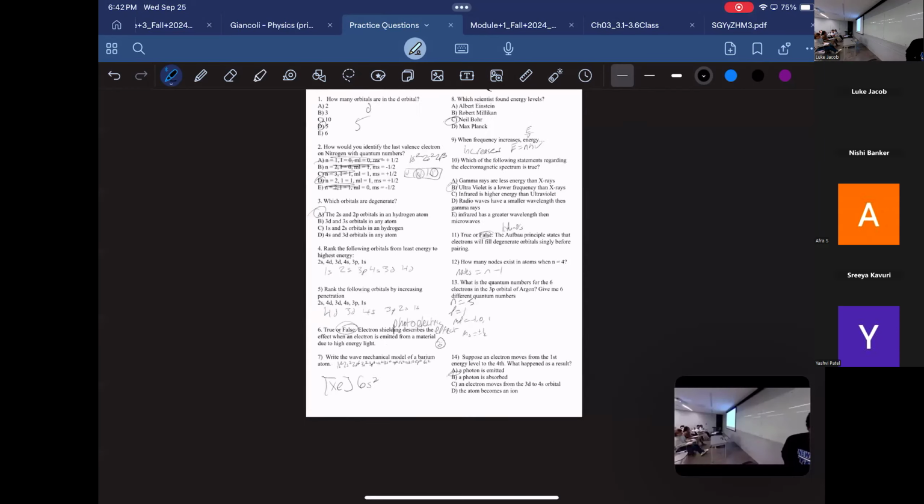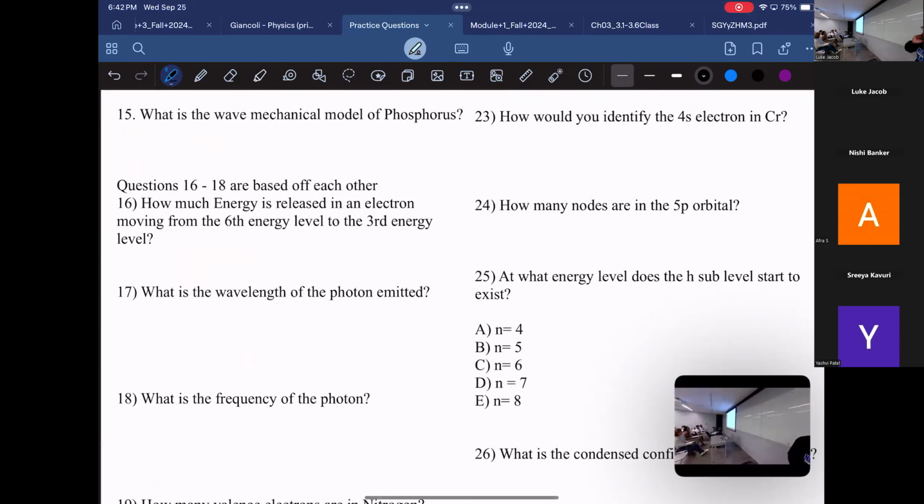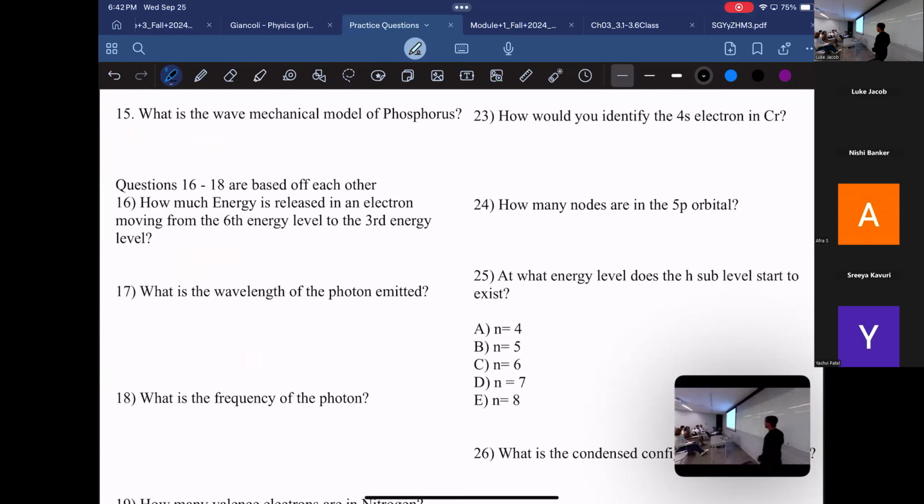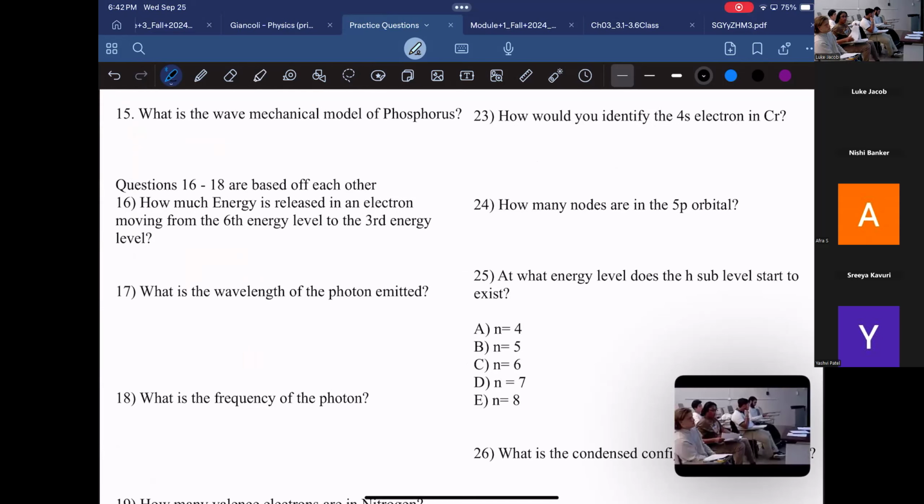Okay, moving on. Wait, you said if it was the opposite, then it would be emitted, not absorbed? Yes. Okay, thanks. Yes, on the test from last year, that's what it was.